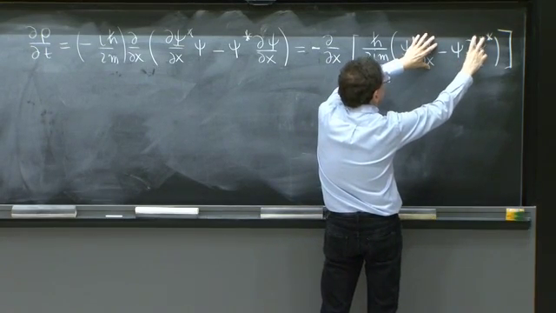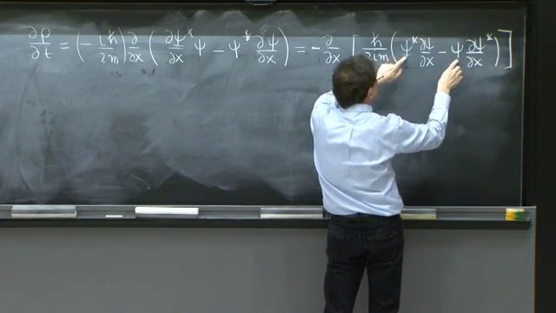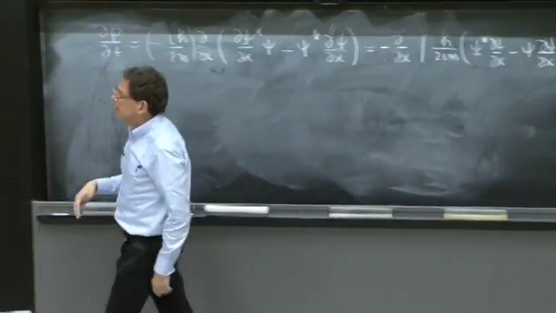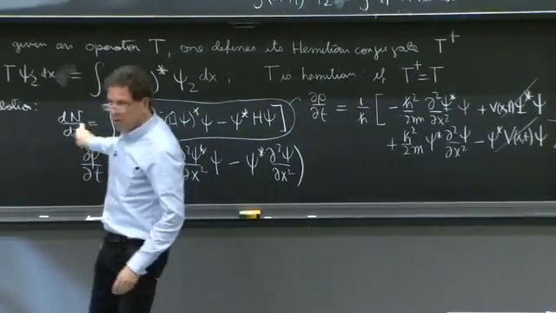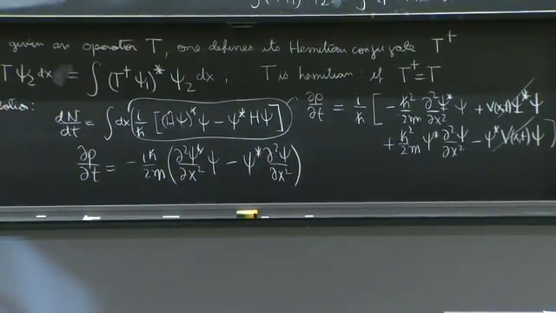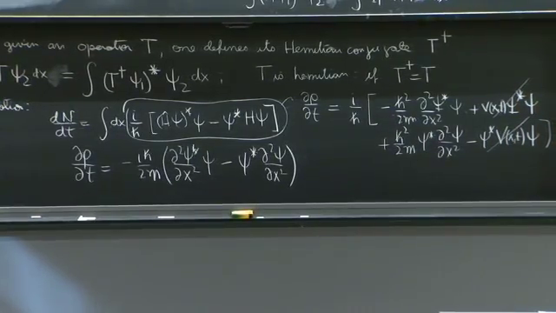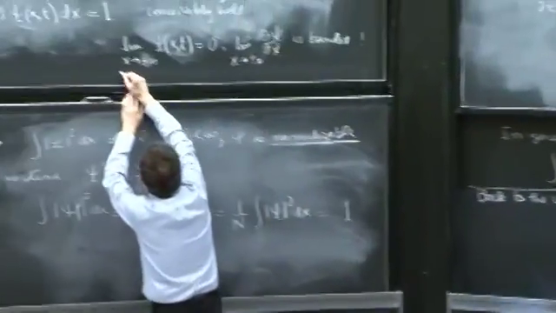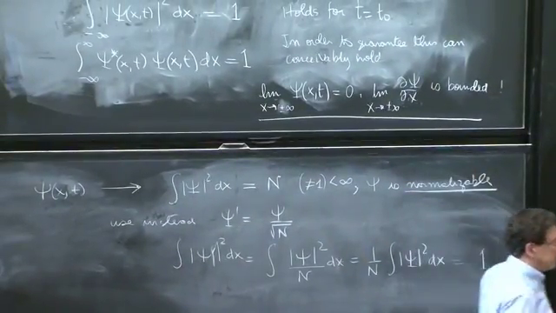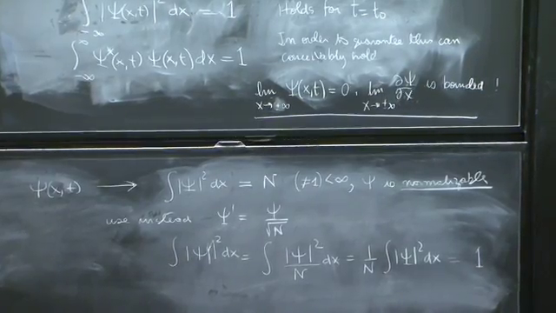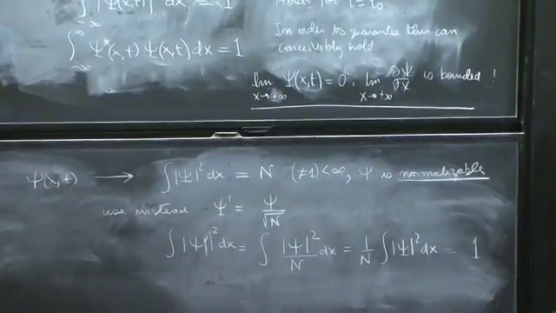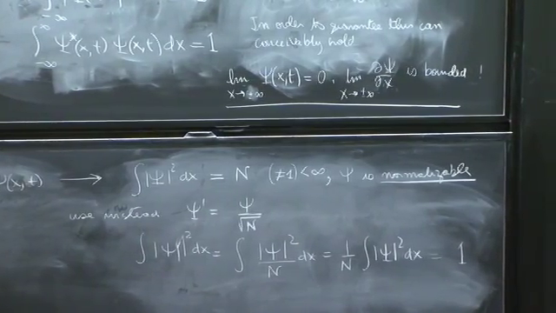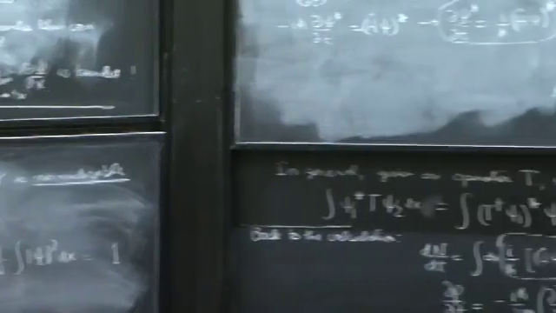And d psi dx must not blow up. So if psi goes to 0 and d psi dx doesn't blow up, this whole thing goes to 0. And the integral of d rho dt is equal to 0, and you're done. So you're done with the conditions that we mentioned, that the wave function must satisfy these conditions. But let's clean this up, because we've actually discovered an important quantity over there that is going to play a role.